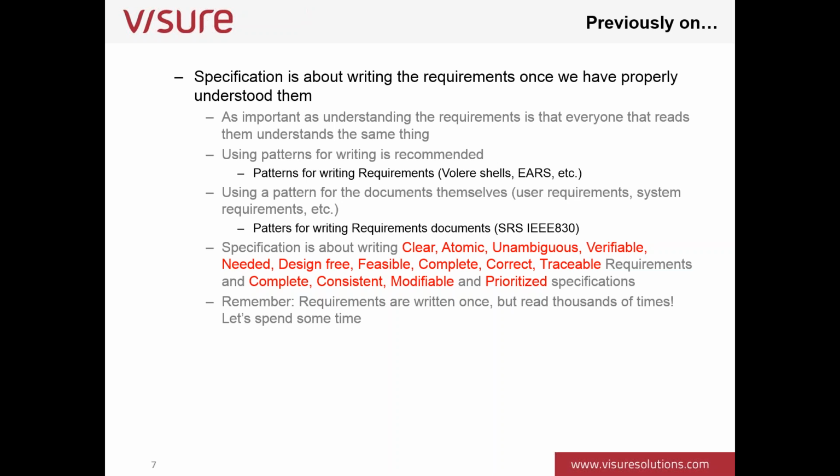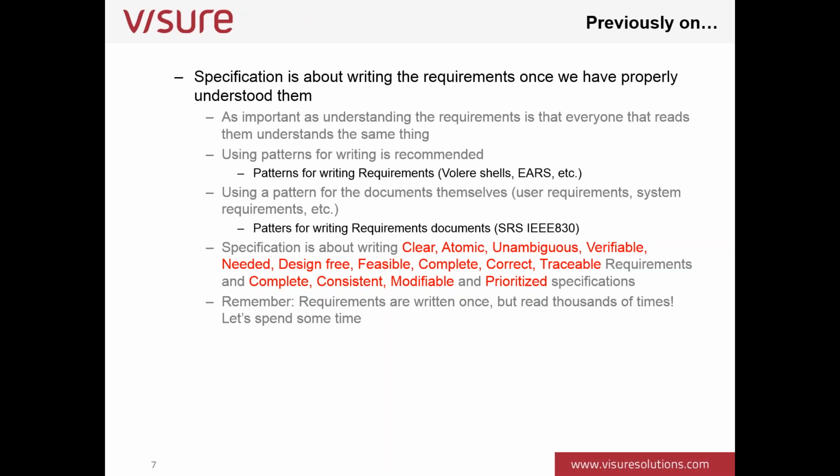We have mentioned that there are patterns for writing the requirements themselves, something like "the system shall," whatever, always using the same pattern, be consistent when writing the requirement, and also patterns for the specification document. We have also mentioned the IEEE pattern, with different sections in the document.